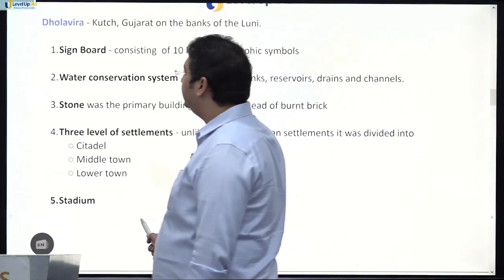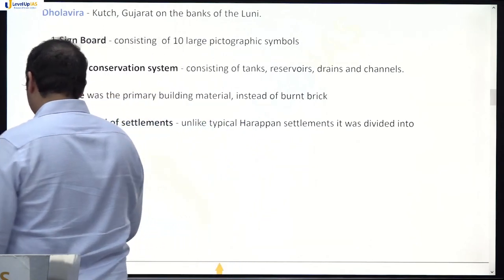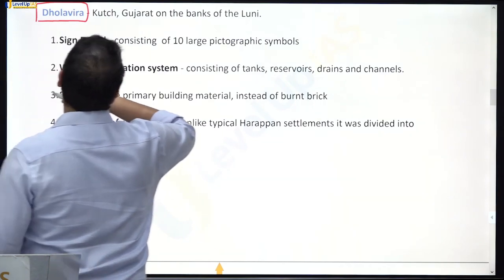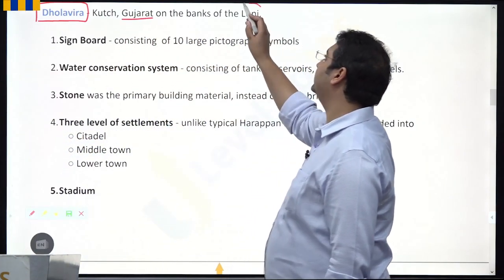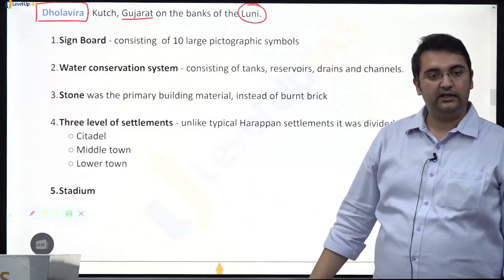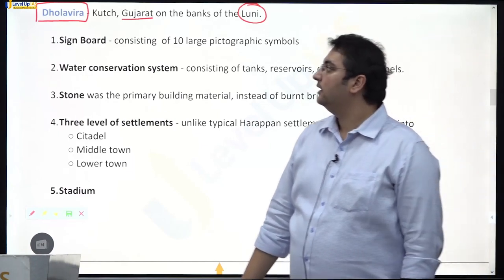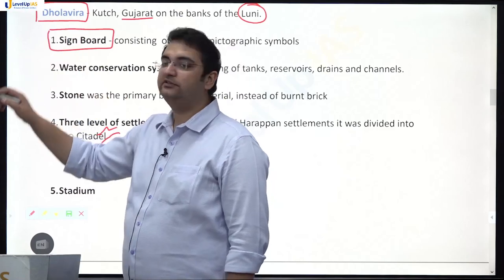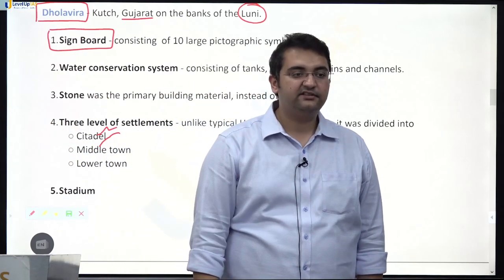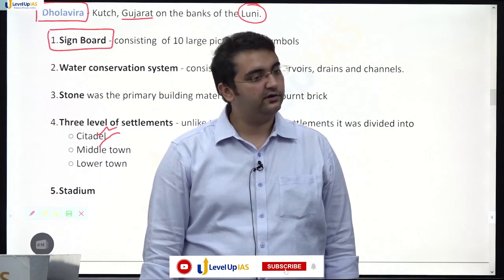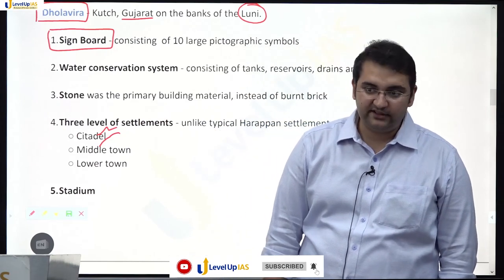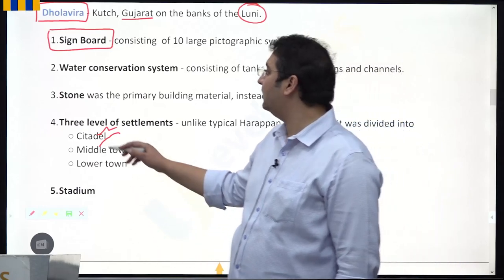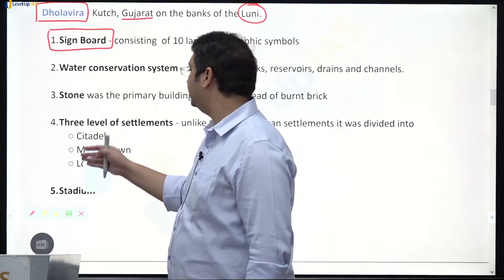Then another quite interesting site, Dholavira. Where is it located? Gujarat, on the banks of the river Luni, in Kutch. Theek hai? Important discoveries, first of all, a huge signboard has been discovered consisting of 10 symbols of the Harappan script. What does it say? We don't know because we don't know how to decipher this script.